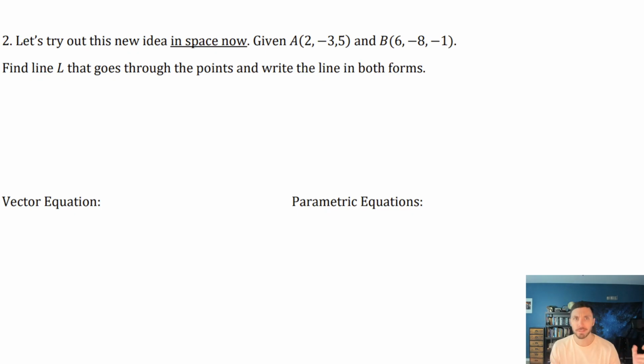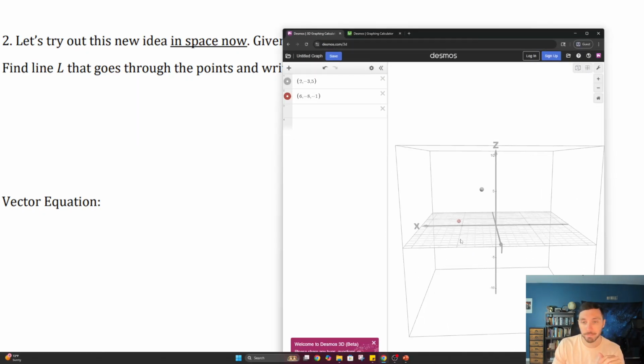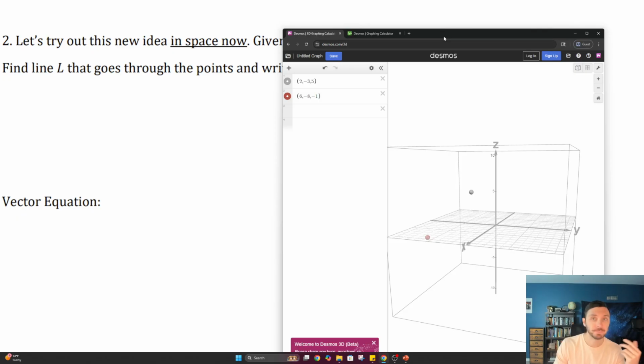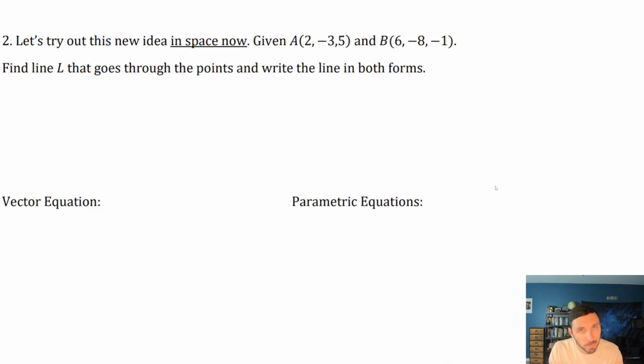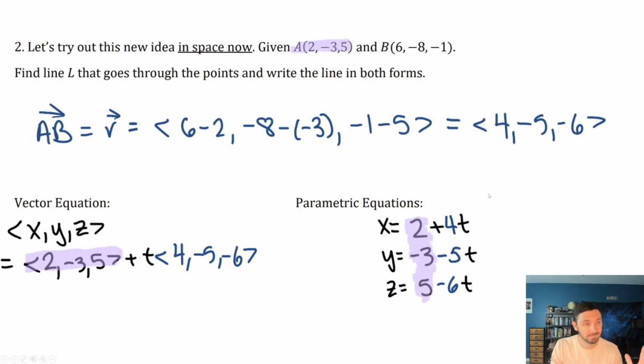New idea in space. Given two ordered triplets, we want to come up with the equation of the line that connects A to B. Went ahead and graphed them. Here they are. So what's the equation of the line that connects the two? Well, see if you want to practice this on your own. Come up with the direction vector, which is the difference between these points, right? So difference in x, difference in y, difference in z. And then use one of them as an initial point. How about we use A for sake of convention here? So a lot more doable than you think. Give it a go. 3, 2, 1. Not that crazy.